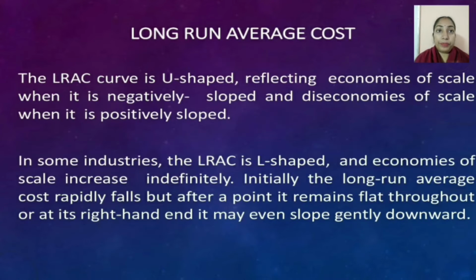Now, the LRAC, that is the long run average cost curve, is always U-shaped, which reflects the economies of scale when it is negatively sloped, and diseconomies of scale when it is positively sloped. When it is declining, that means we have economies of scale, and when it is rising, sloping upward, that means diseconomies of scale.